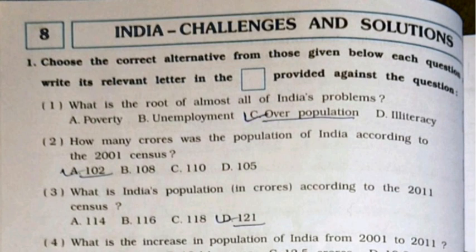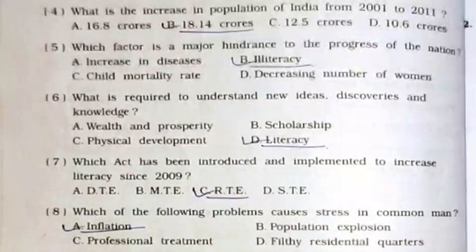Third one, what is India's population in crores according to the 2011 census? It's option number D, 121. Fourth one, what is the increase in population of India from 2001 to 2011? It's option number B, 18.14 crores.